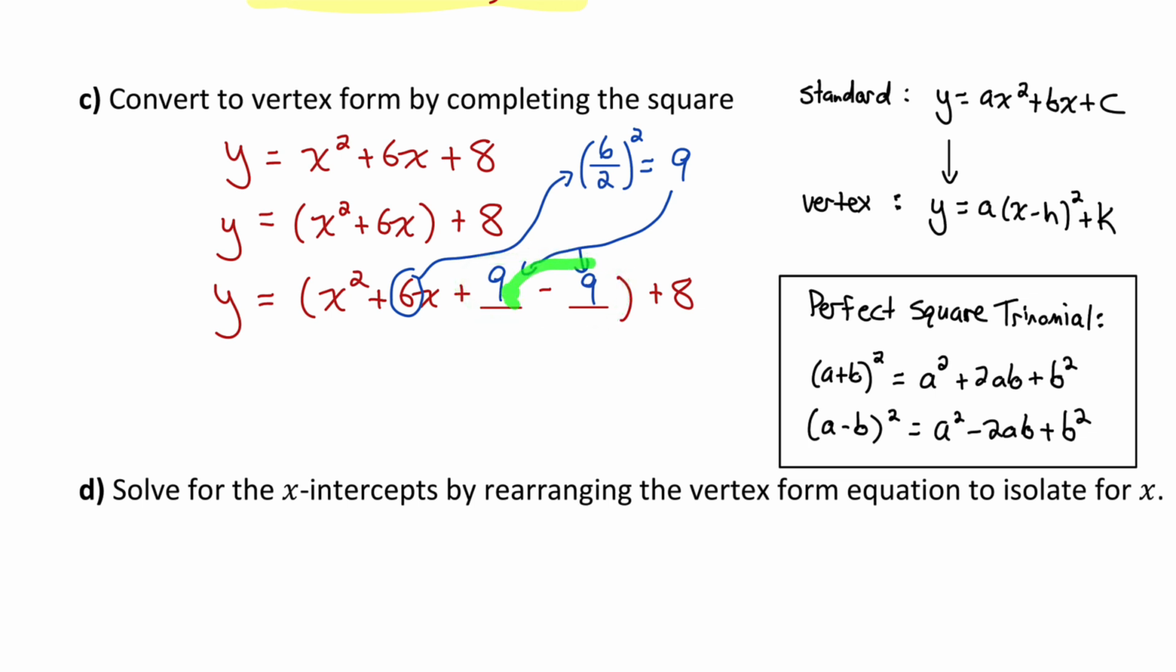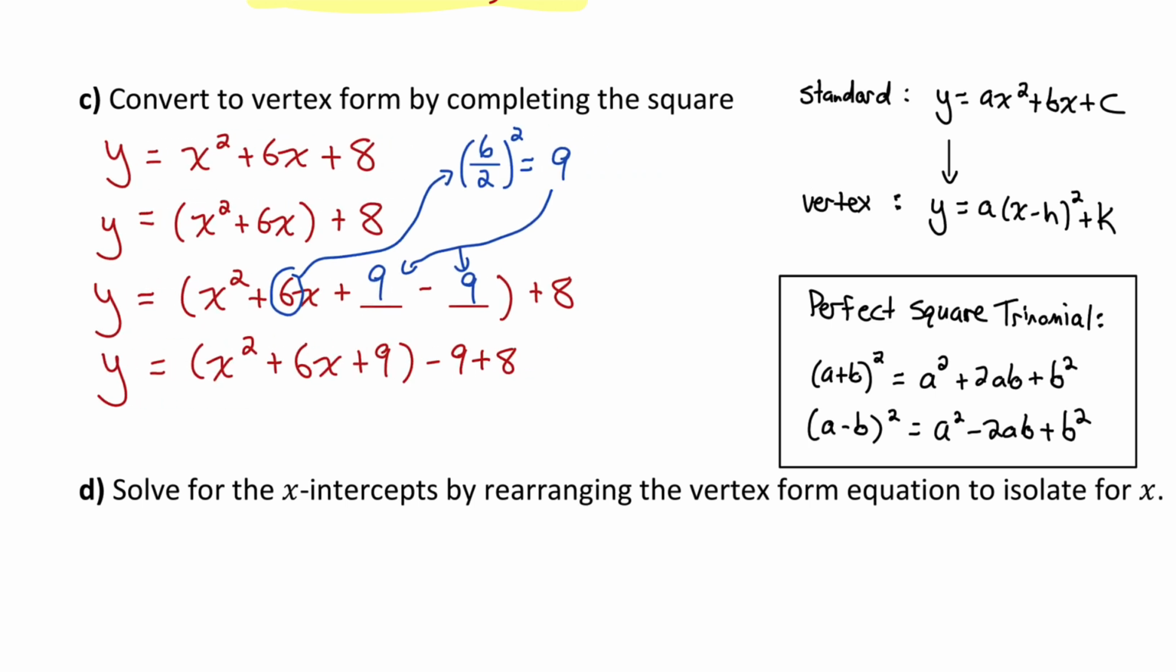But I don't actually want this minus 9 in the brackets. So I'm going to remove it from the brackets by putting it out with the plus 8, by multiplying it by whatever is in front of the brackets, which in this case is just a 1. I'm going to move this over a bit so I have some room. And all I have left to do is to factor this perfect square trinomial that I've created.